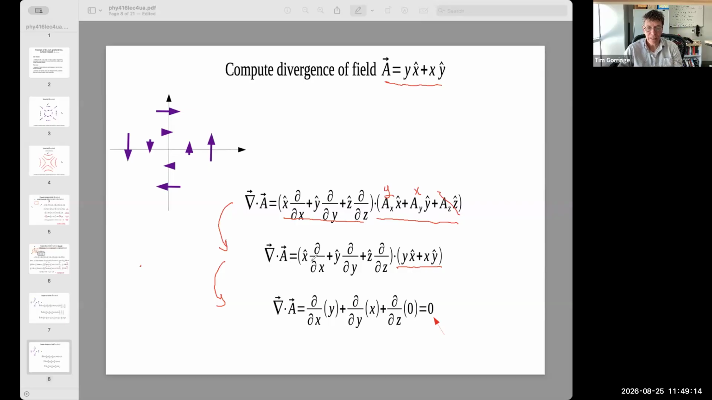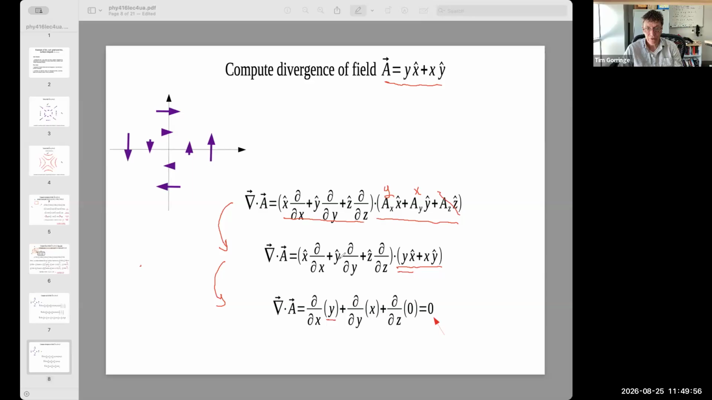Now I'm going to carry out the dot products of these unit vectors in the del vector operator and these unit vectors in the field. So let's just carry out those dot products. And we're remembering here that x dot x, that's going to be 1, but x dot y, that's going to be a 0. And so if I carry out the dot product of the x unit vector in the del vector operator with these two terms, I'm only going to get this first term here because x dot x is 1, so I'll get the y, but x dot y is 0, so that goes away.